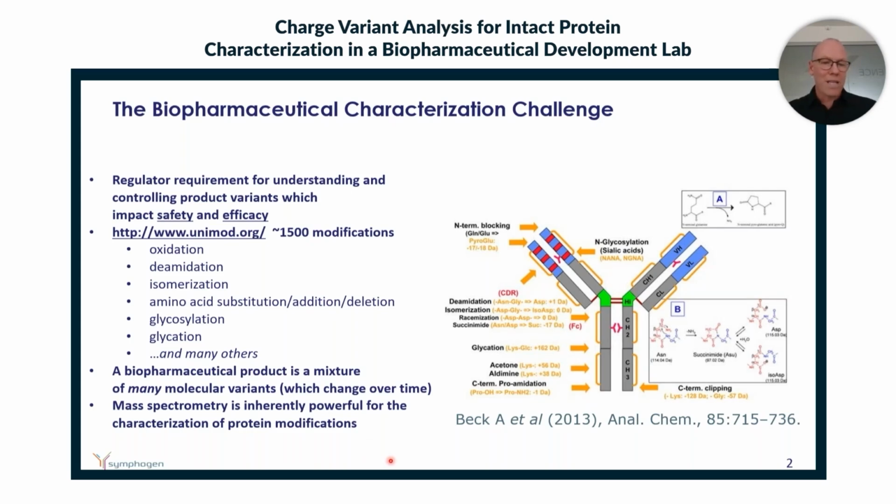Now, we really like mass spectrometry because all these modifications have a mass signature, and today modern mass spectrometry is really capable of digging deep into those product variants, both using intact workflows or subunit workflows or peptide mapping, kind of bottom-up approaches.